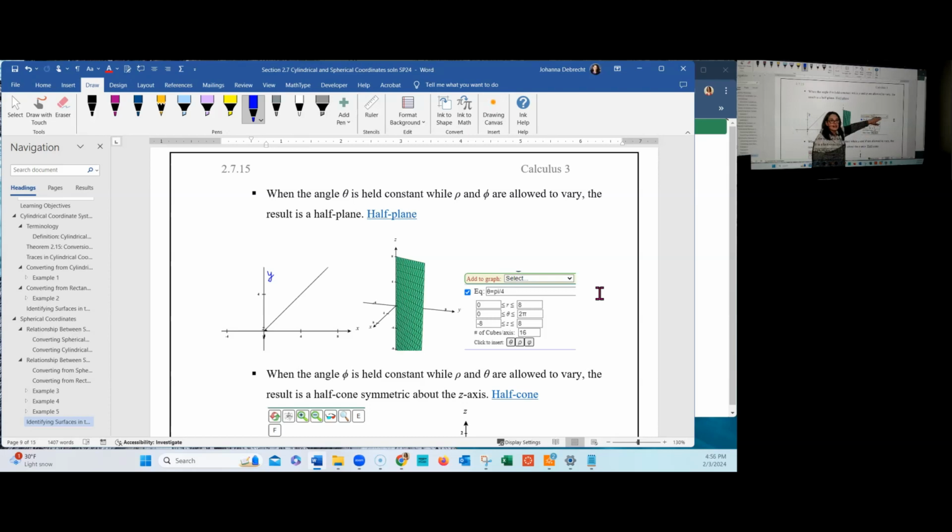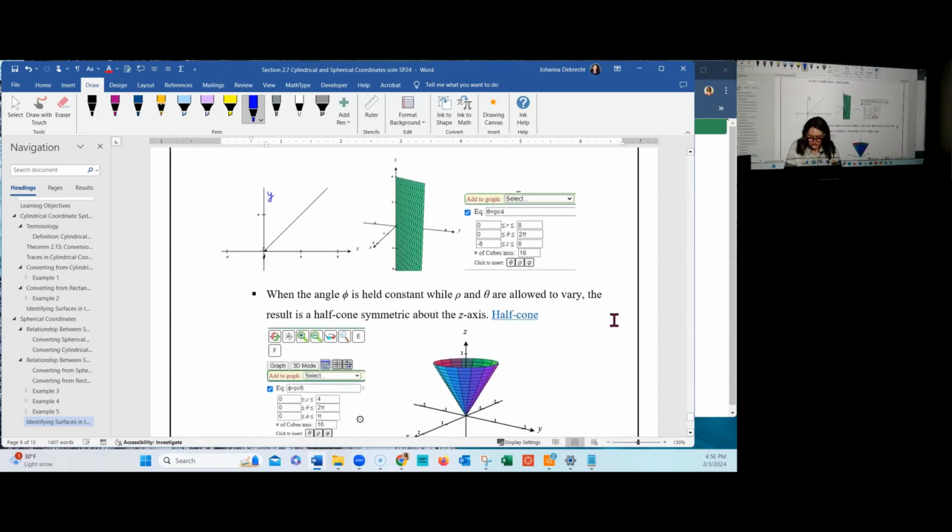Again, click in the select box and then choose implicit surface. Delete the equation that's supplied automatically, click on the symbol for theta and type in theta equals whatever the constant is, here pi divided by 4. And this will give you the half plane. Remember, theta is measured from the positive x counterclockwise to the projection of the point into the plane.